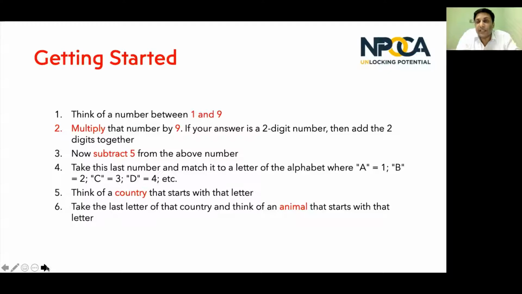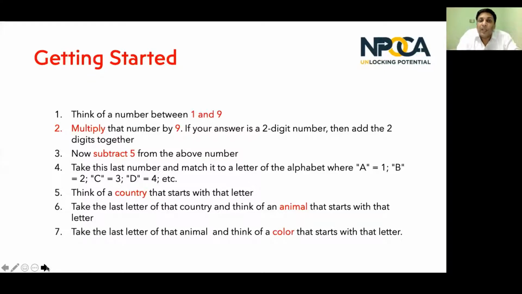If it was India, then it is A, I-N-D-I-A. Now think of a color starting with the last letter of that animal. I want to see if you have done the whole bit up till now. Fantastic, love it.